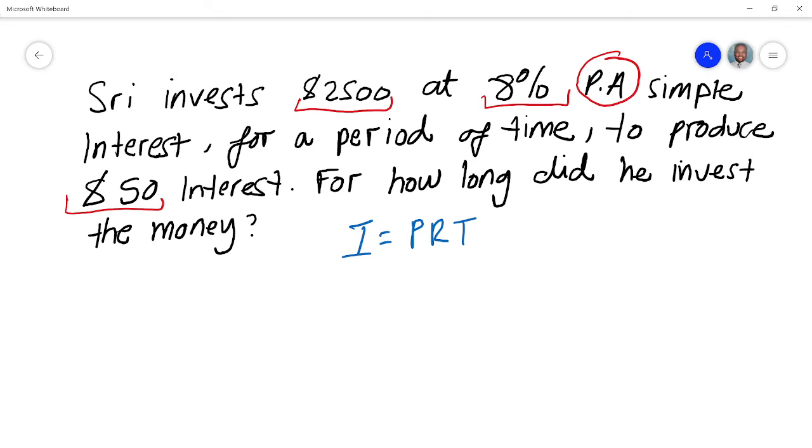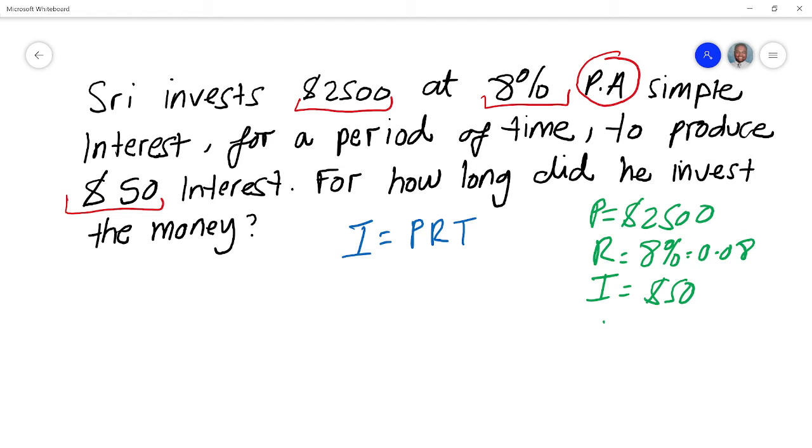All right, so what we can do here is write down what information's been given. My principal is $2,500. My rate is 8% or 0.08. My interest is $50, and we now need to work out our time. All right, so learning the concept of changing the subject of the formula will be absolutely important when you're solving a question like this. Now, we know interest is P times R times T. We don't want to find out what I is because we've been given it. We need to find out what T is.